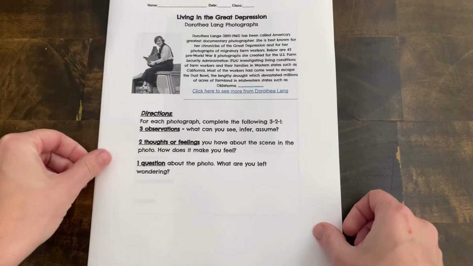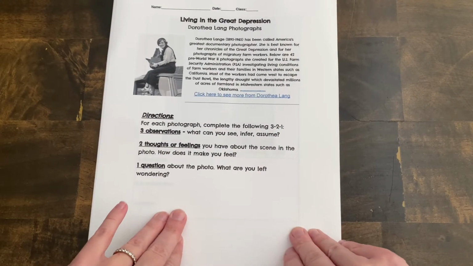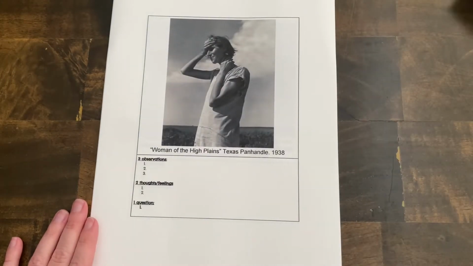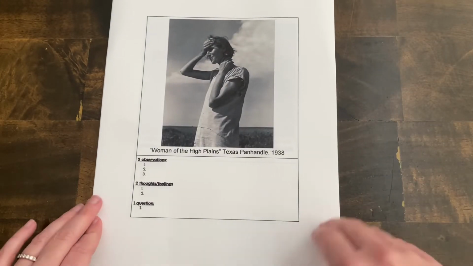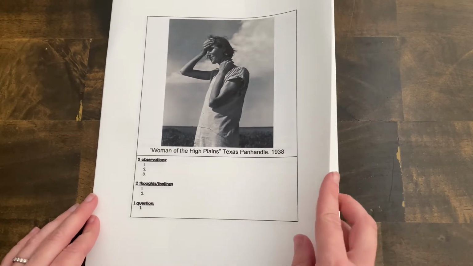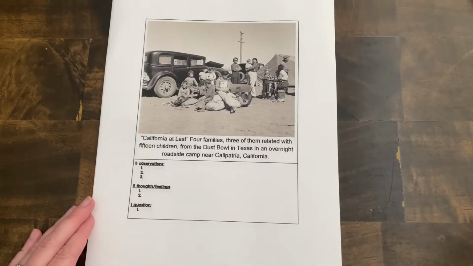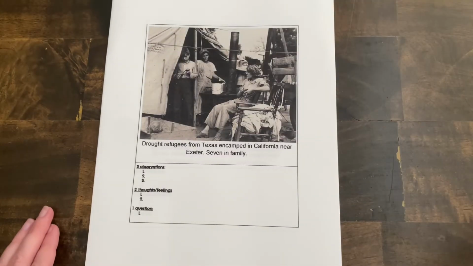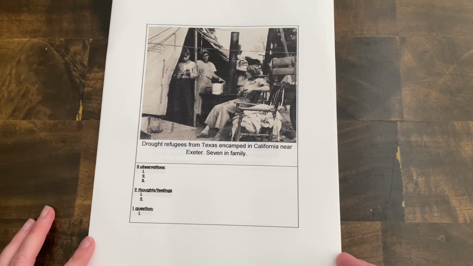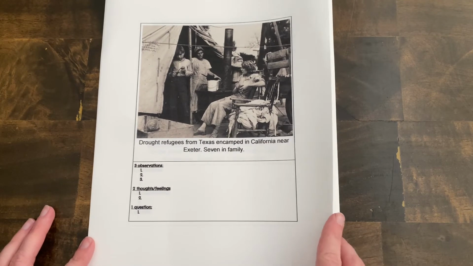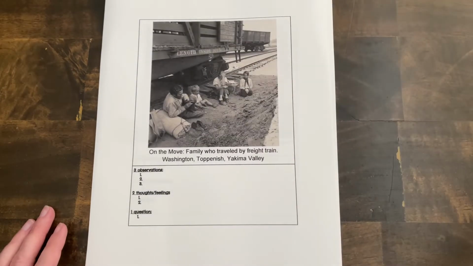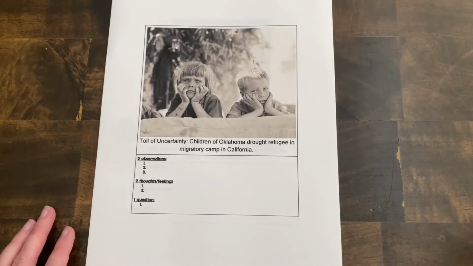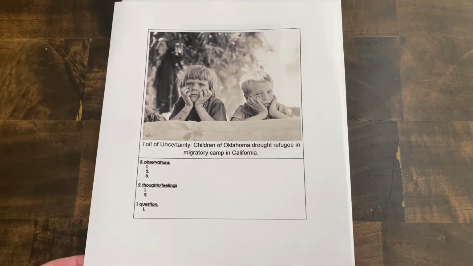Another one I found was this study on Dorothea Lange, who was a photographer in the Great Depression, and she took photos of regular people all across America during this time period. Her pictures are very moving, and I love being able to study an artist during this time period as well. And this study goes through a bunch of her famous photographs and has your child kind of write what they see, how they feel about it, and just kind of observe the photographs. Historical photos are so moving, and I really think it helps make history come alive.